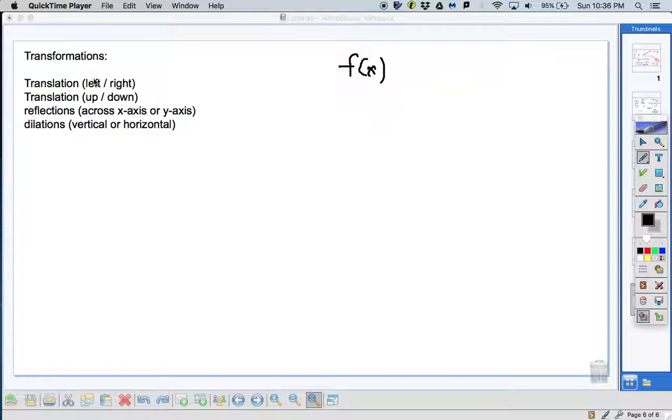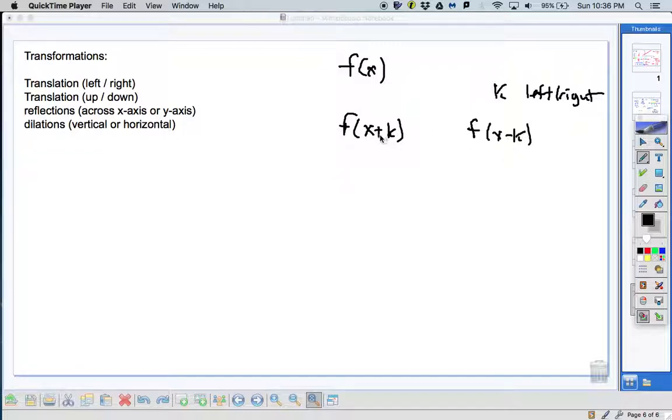And if we want to translate left and right, you're going to take f of x and you want to affect the x part of it. So we're going to be adding or subtracting with x. Okay, so we're going to either do a plus k or a minus k, where k is how far left or right we are moving. So if I'm moving left or right, I'm going to either add or subtract in here.